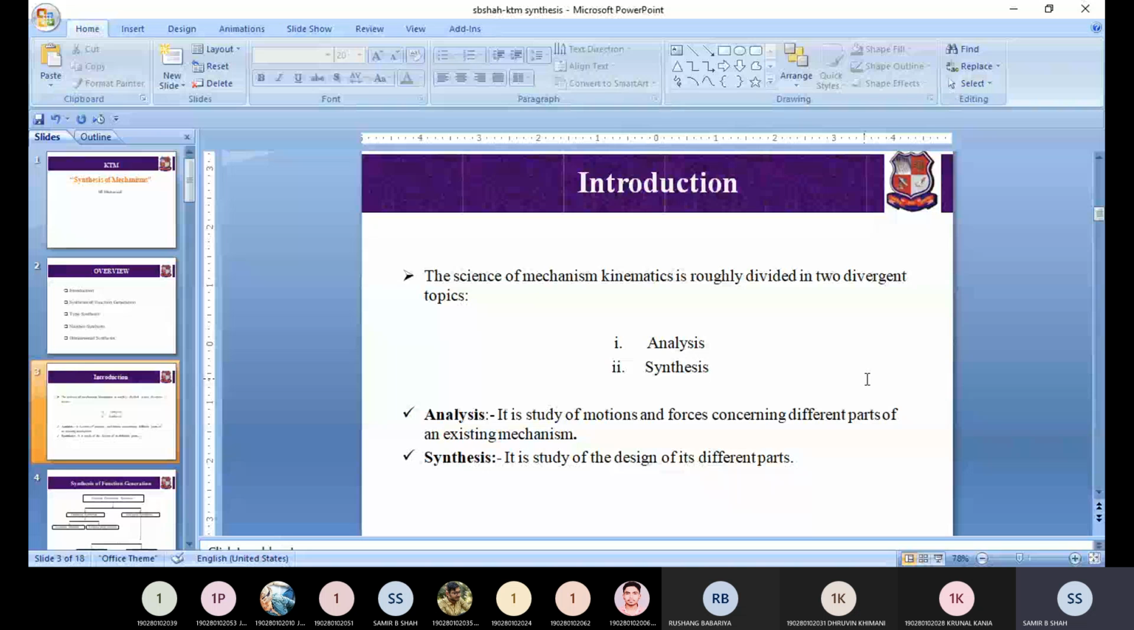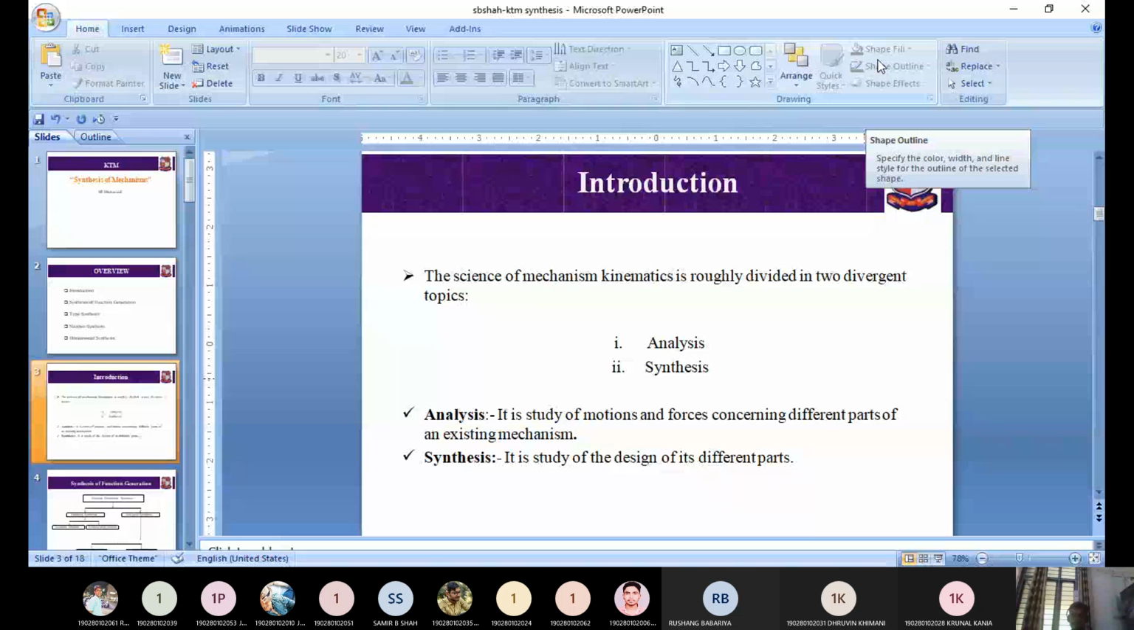So from that point of view, we have considered that this is very important. The science of mechanism, kinematics, is roughly divided into two divergent topics, right? When we talk about analysis and synthesis, as we know in design engineering and in other subjects like AMD or FMD, at that time we just talk about analysis, but we don't think about synthesis. So these two words are very important when we have to design the mechanism.